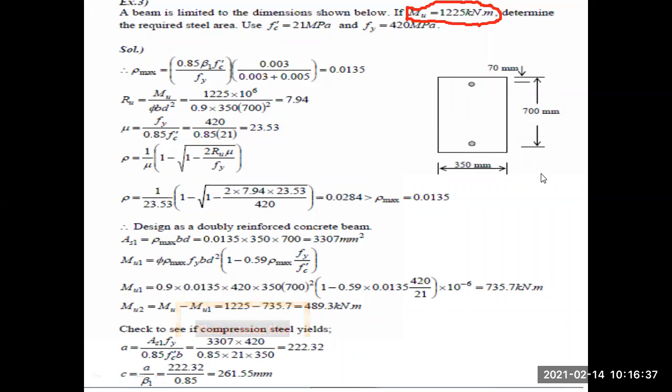Okay, now we have verified that the section is doubly reinforced. So hence this moment, and then we calculate the moment.